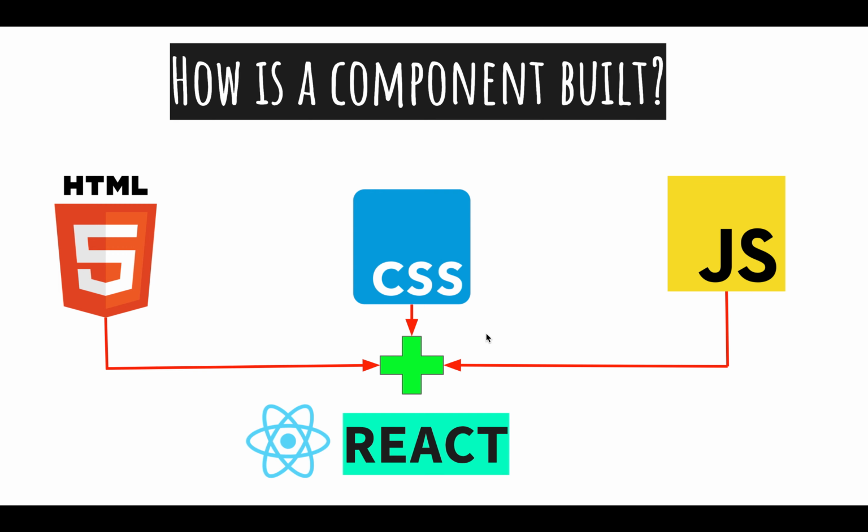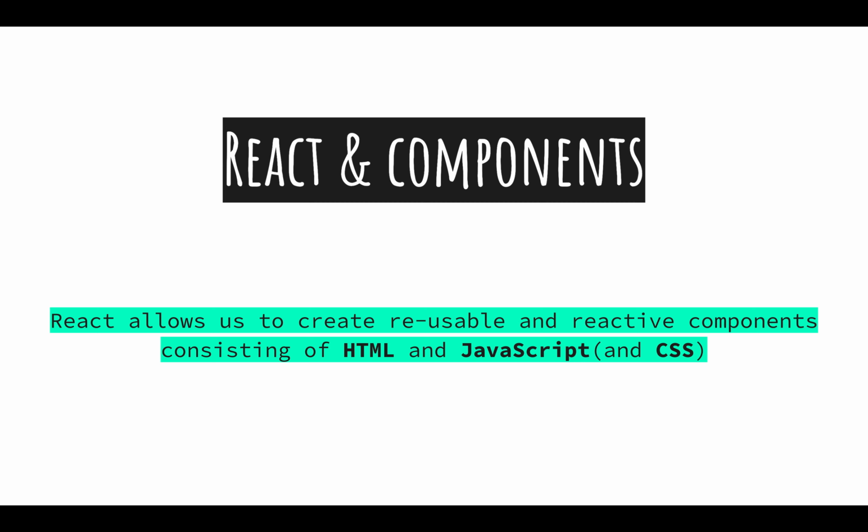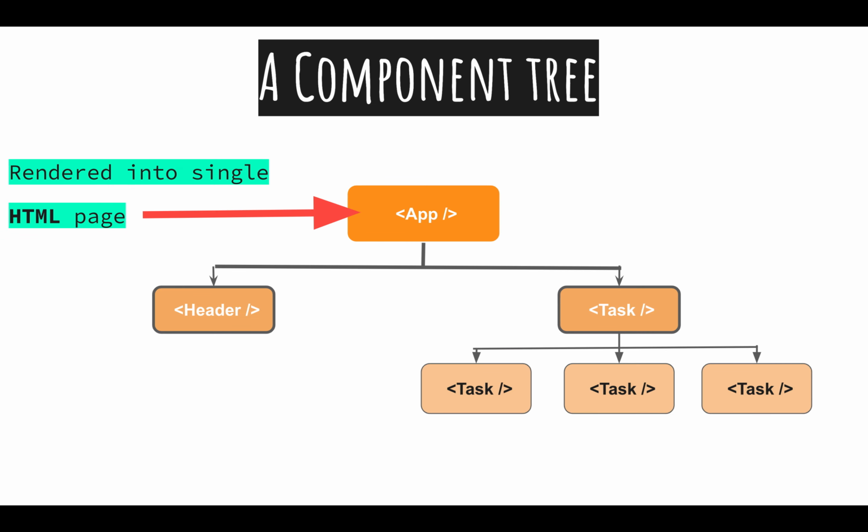So how is a component built? A component is built from HTML, a CSS style sheet, and JavaScript logic. Of course, we can omit CSS since it's not mandatory. In other words, React allows us to create reusable and reactive components consisting of HTML and JavaScript and also CSS, but as I said, it's not mandatory.